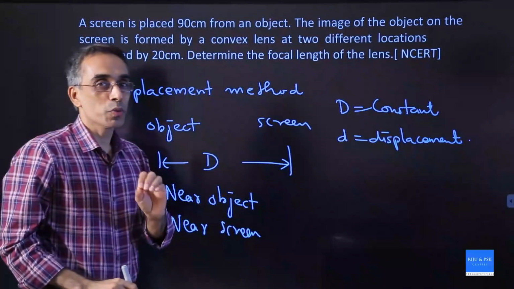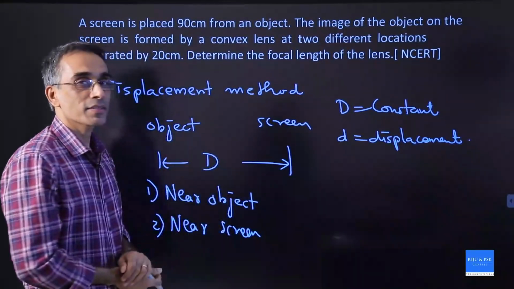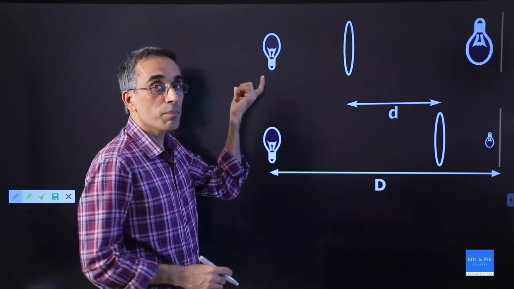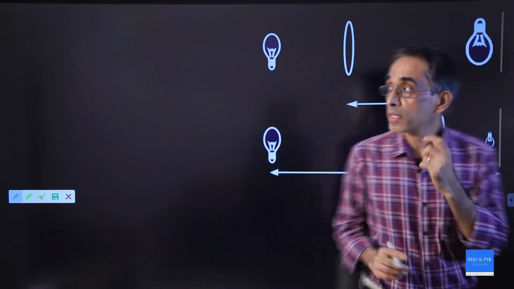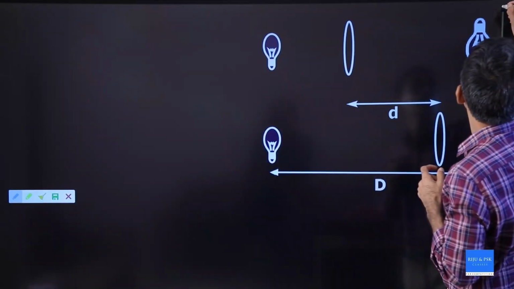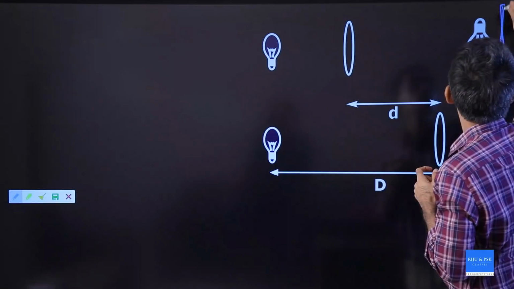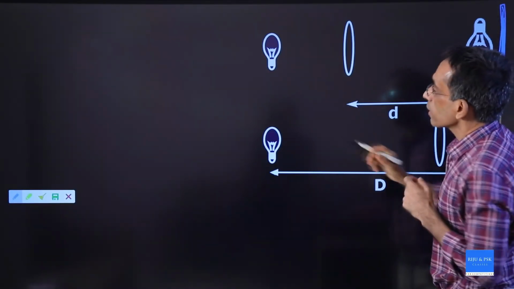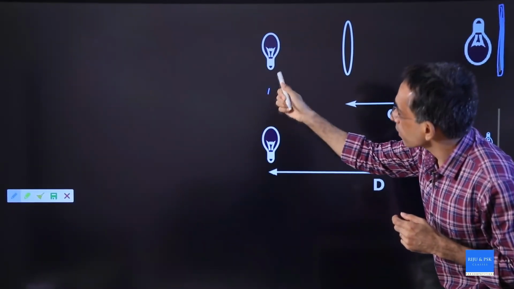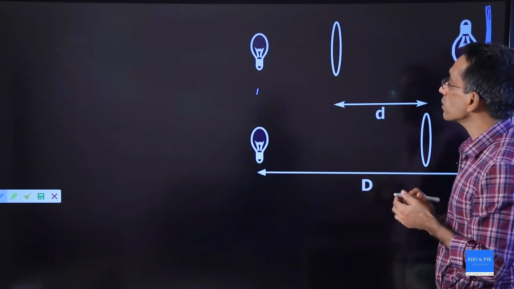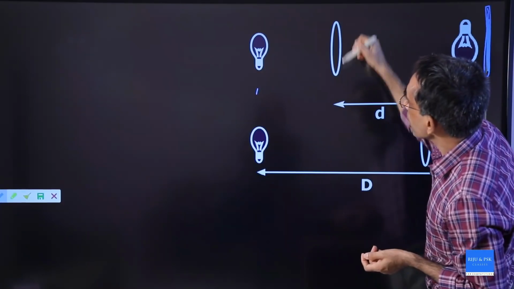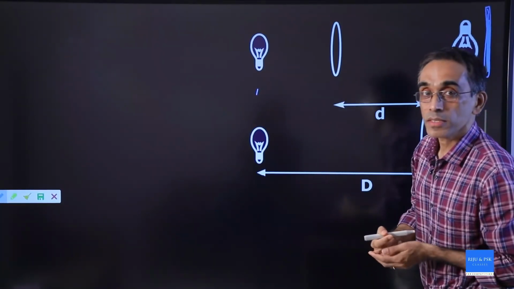I think I should give you a better diagram than these ideas. For me, this bulb is the object, and there must be a screen here. This is a screen. The distance between the object, the bulb, and the screen is D, capital D, and it is constant. Initially the lens is placed here, near the object.